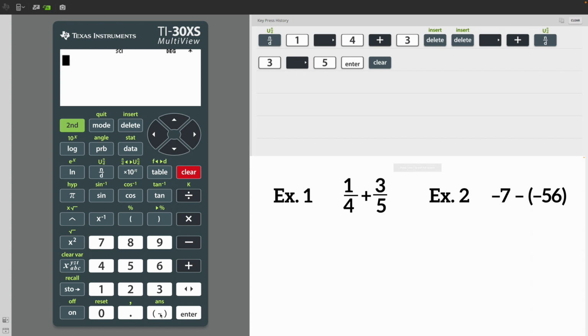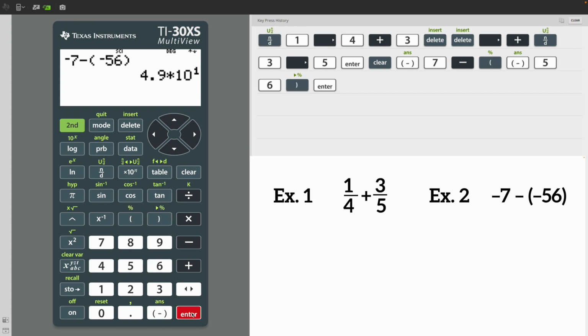The negative key is down here by enter in parentheses. I'm going to use that for the -7. And now what am I doing with that next number, that -56? I'm subtracting it. So I'm going to put minus. And this calculator has the parentheses, so if you're not sure whether or not you need them, just include them. Just type it exactly the way you see it. So minus, I'll open my parentheses and say -56. Close parentheses, press enter.